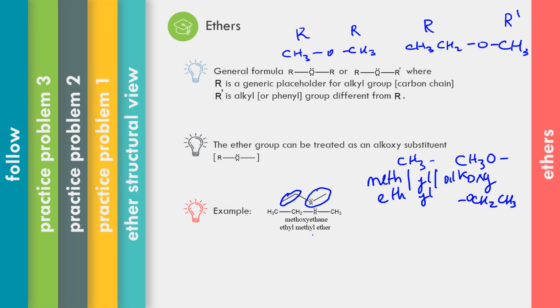Another way to name this molecule is to just name the two alkyl groups to the left and to the right of oxygen, and you would have to do it alphabetically. So we know that this is two carbons, so it's ethyl. On the right side, it's only one carbon, which is methyl. So the way to name it is ethyl, because it's alphabetically first, then methyl, and then you just add ether as an ending to the structure.